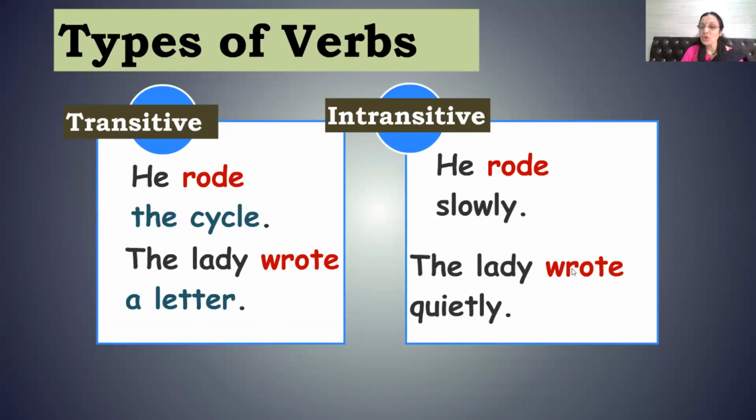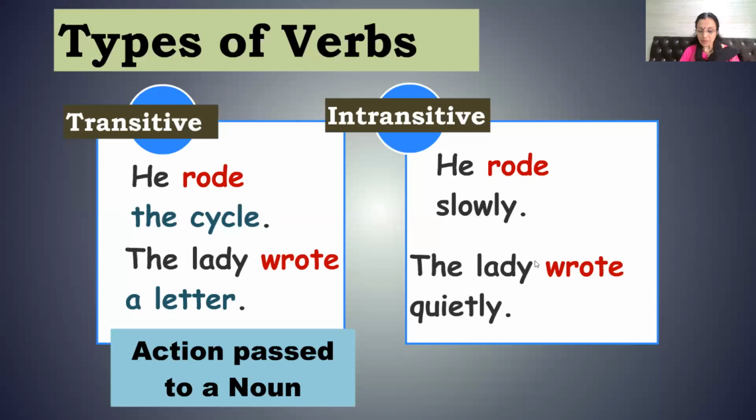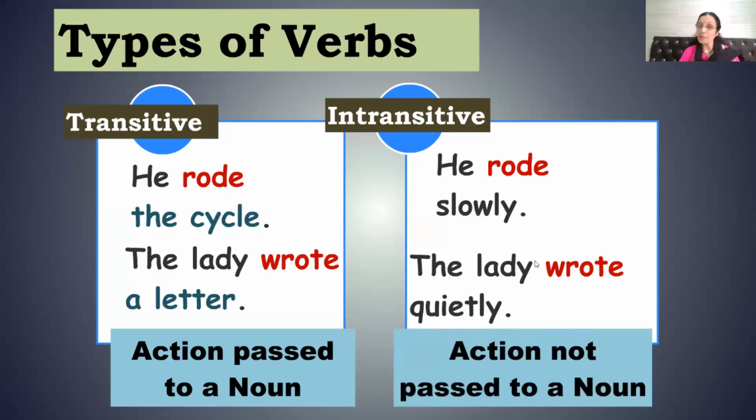It is not an answer. There's no answer coming. There's no object coming as the answer. So it is intransitive. Is this much understood, friends? Yes, ma'am. So action is passed to a noun, and here action is not passed to a noun.